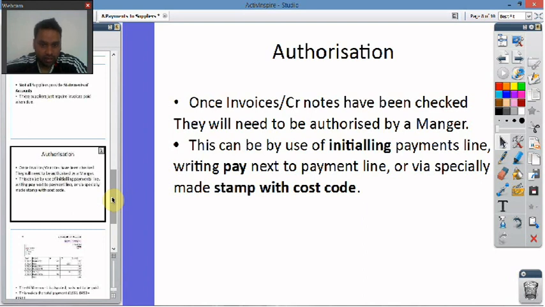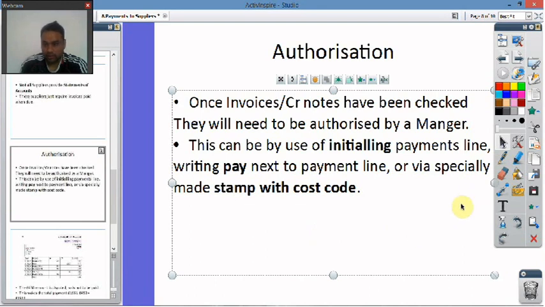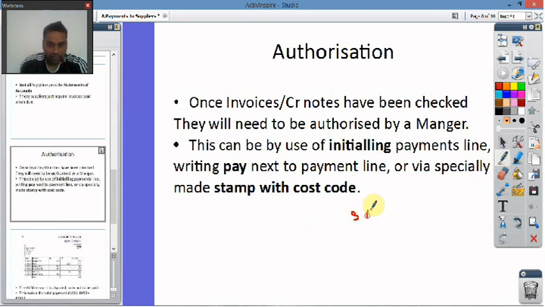Authorization: once credit notes and invoices have been checked, they will need to be authorized by a manager. If you've got a statement, the manager will normally put an initial, like I would put SA. So you could put SA, or you could put pay next to the amount. Say it's £10 and there's an invoice number. So this is one way. Or you could put it with a special stamp.